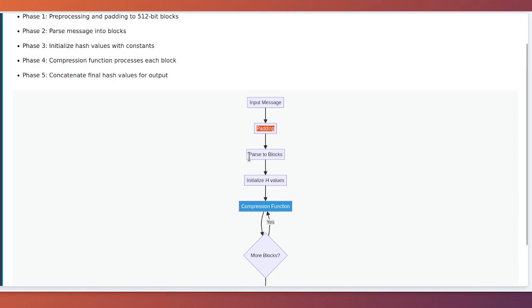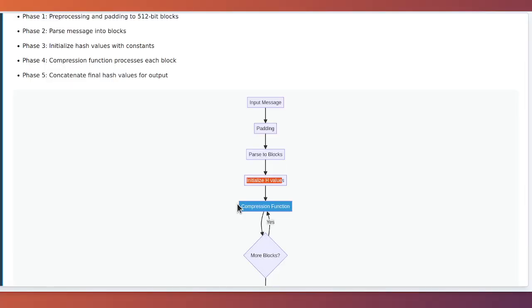Phase 2 is parsing the message into blocks. After padding, we divide the message into 512-bit blocks. Each block will be processed sequentially. Phase 3 involves setting initial hash values. We initialize 8 32-bit variables, H0 through H7, with specific constant values. These initial values are carefully chosen to have no hidden weaknesses.